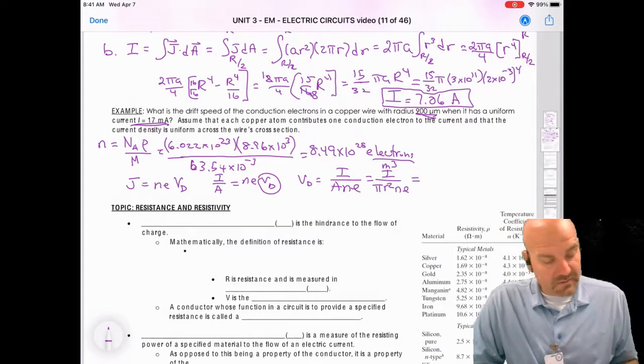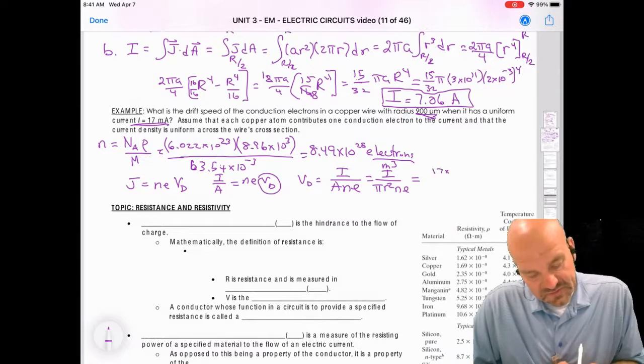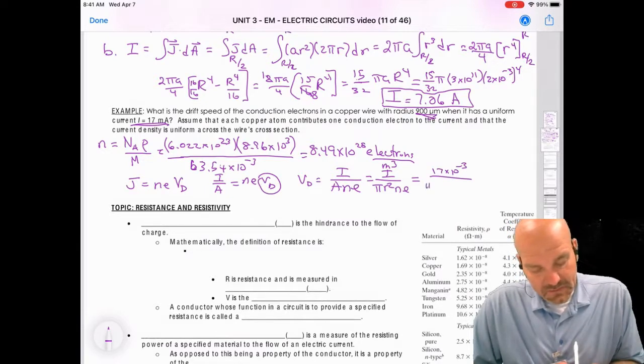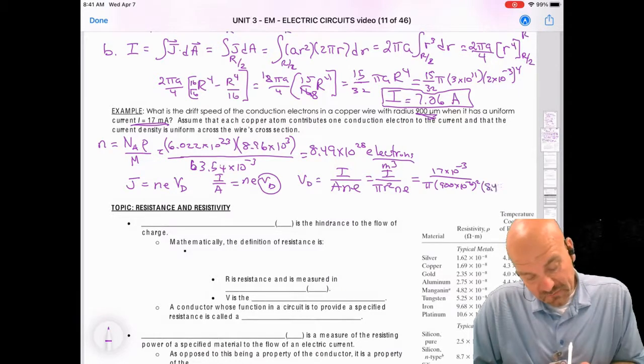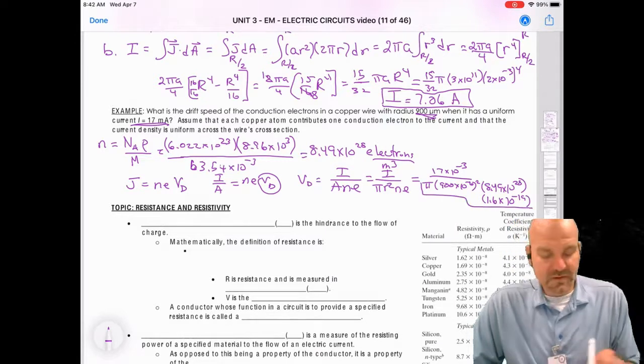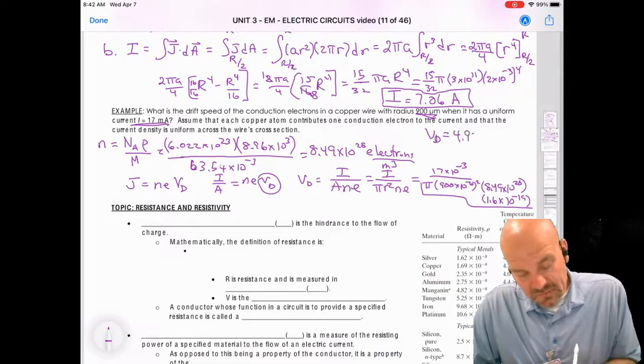And now I can plug in numbers, having to remember to convert, right? Because milliamps and micrometers. So it's going to be 17 times 10 to the negative 3 amps, pi times 900 times 10 to the negative 6 squared times N, which was 8.49 times 10 to the 28th. I'm running out of room. I'm going to write it down here below it. And charge 1.6 times 10 to the negative 19th, right? So all this here is multiplied together. And so my drift velocity for these electrons will be 4.92 times 10 to the negative 7 meters per second.